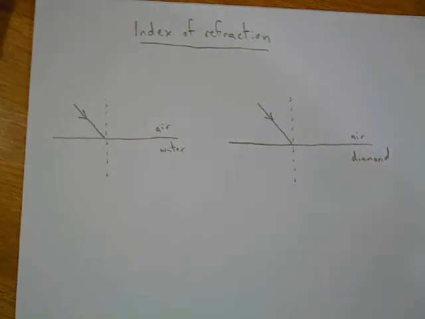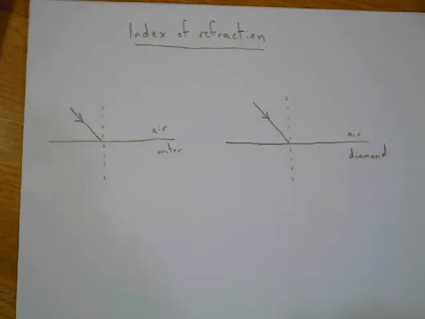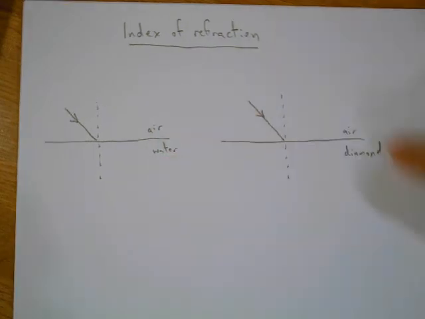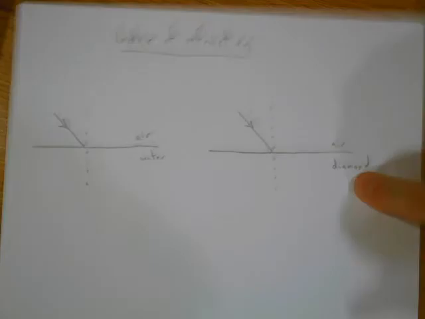Hi, kids. Okay, today you are going to learn a little bit about refraction and something called index of refraction. Okay, so to start with, let's say you have some air, and beneath the air some water, and then over here you have some air, and beneath the air is diamond.